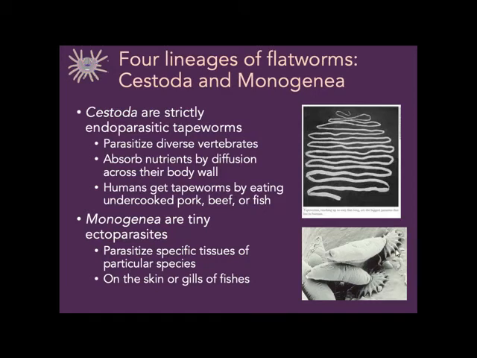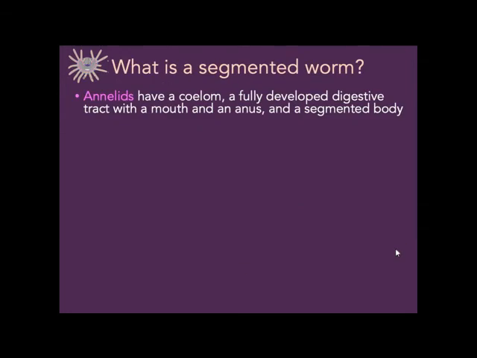All right, now we're going to move on from phylum Platyhelminthes to phylum Annelida, the segmented worms. So annelids have a coelom. They have a fully developed digestive tract, meaning they got a mouth at one end and an anus at another end, and their body is composed of segments.